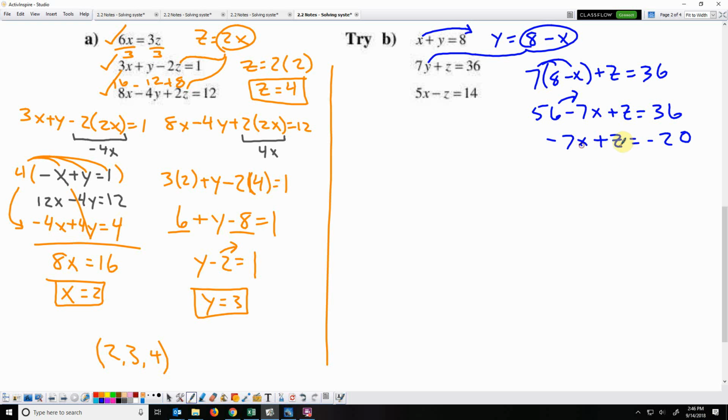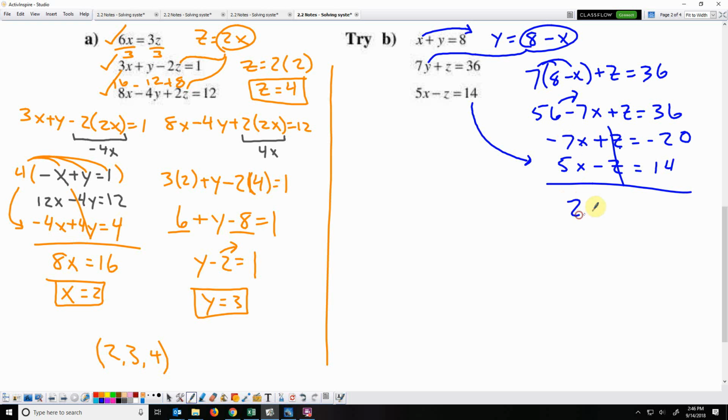So I've got an equation with an x and a z. And over here I've got another equation with an x and a z. I'm going to bring this over here, and it's all set up to eliminate. I've got a positive z and a negative z. 5x minus z equals 14. The z's eliminate.